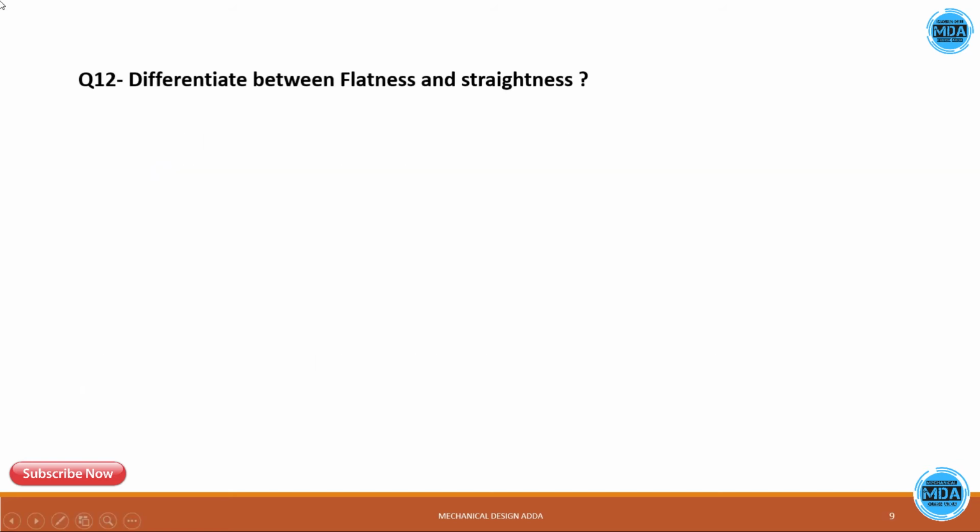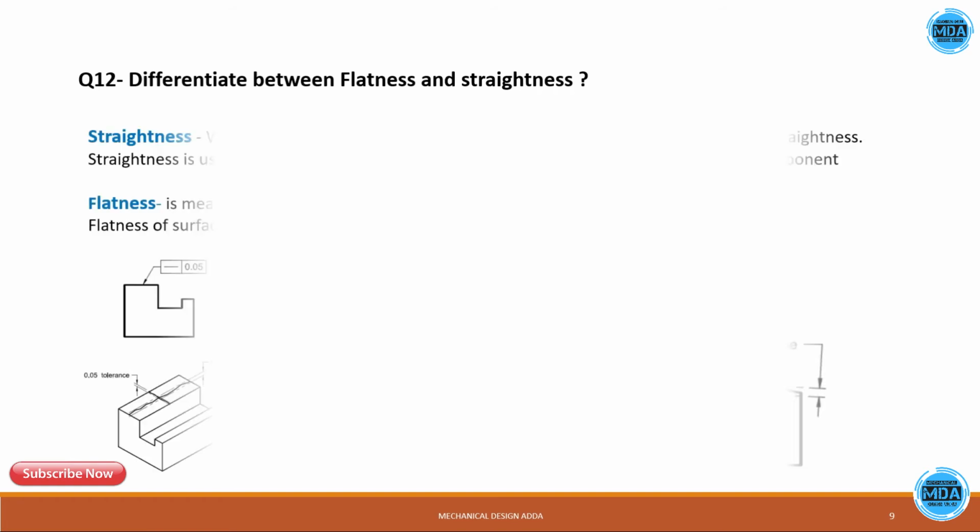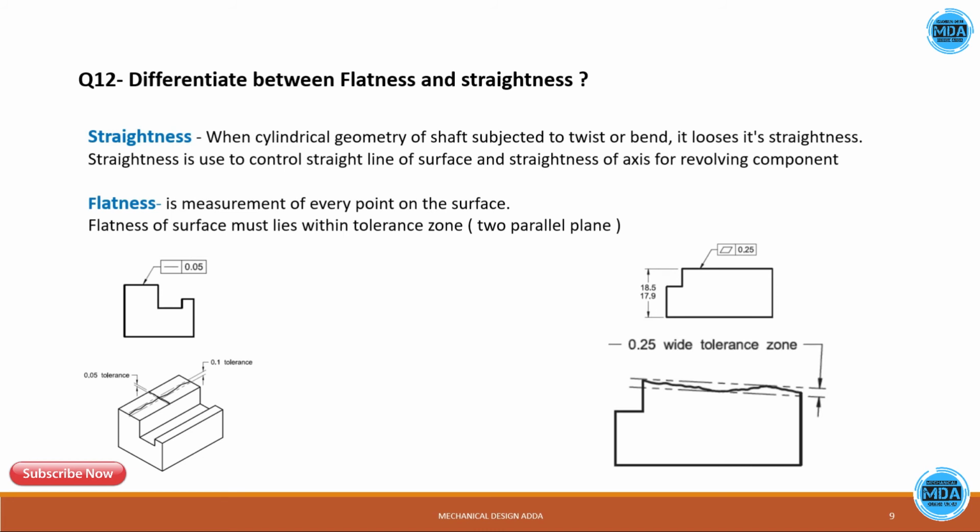The next question is, what is the difference between flatness and straightness? We use straightness when we want a straight line on a surface, and when we want the straightness of an axis. When the cylindrical geometry of a shaft is subjected to twist, the straightness of the axis is important. So straightness is used to control the straight line of a surface, and the straightness of the axis for a revolving component. Straightness is a line measurement.